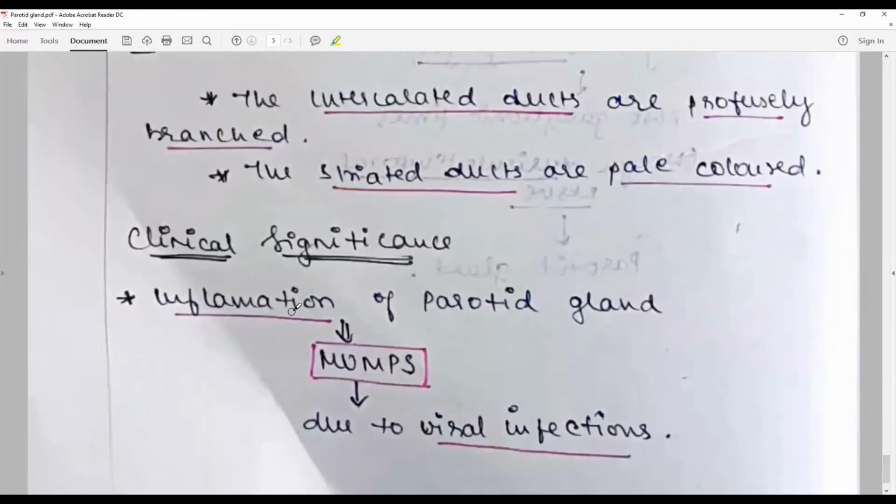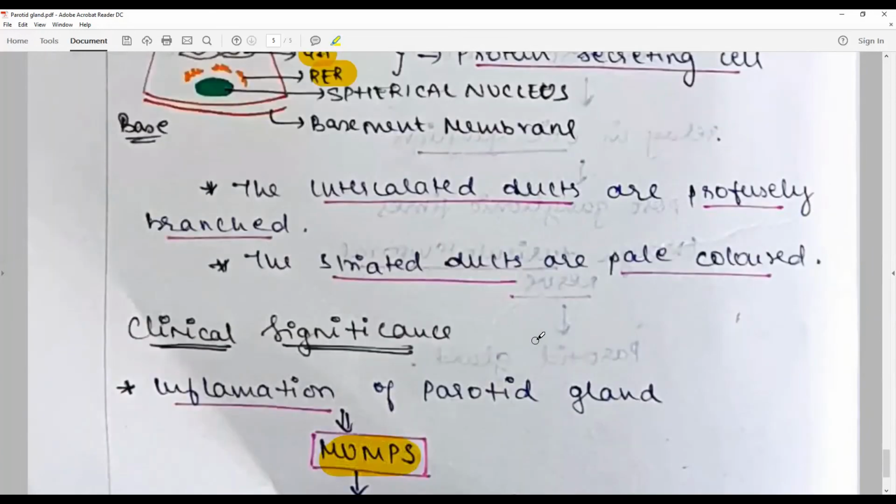Clinical significance: inflammation of the parotid glands can be caused by a viral infection called mumps.